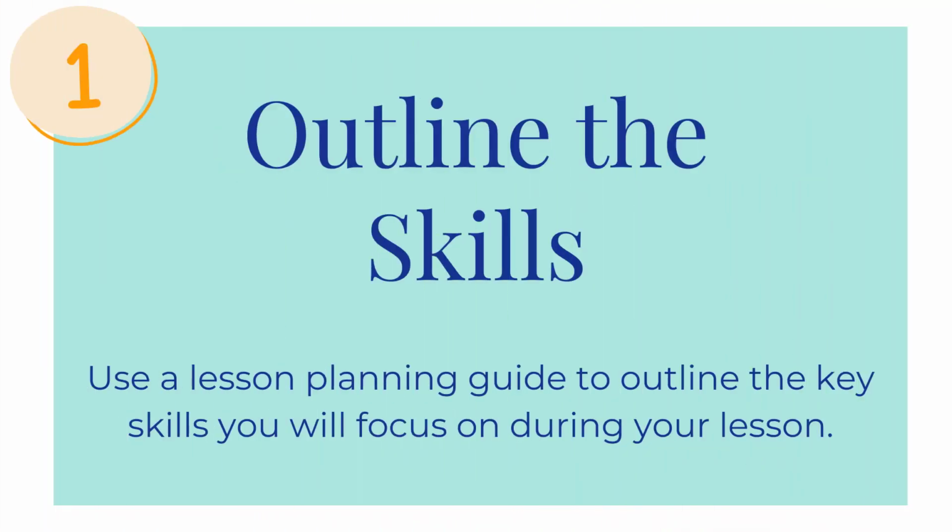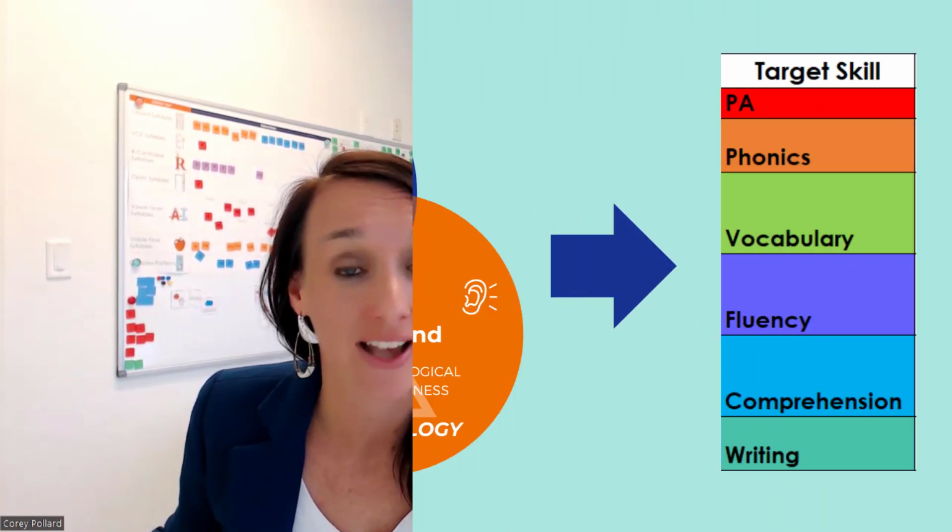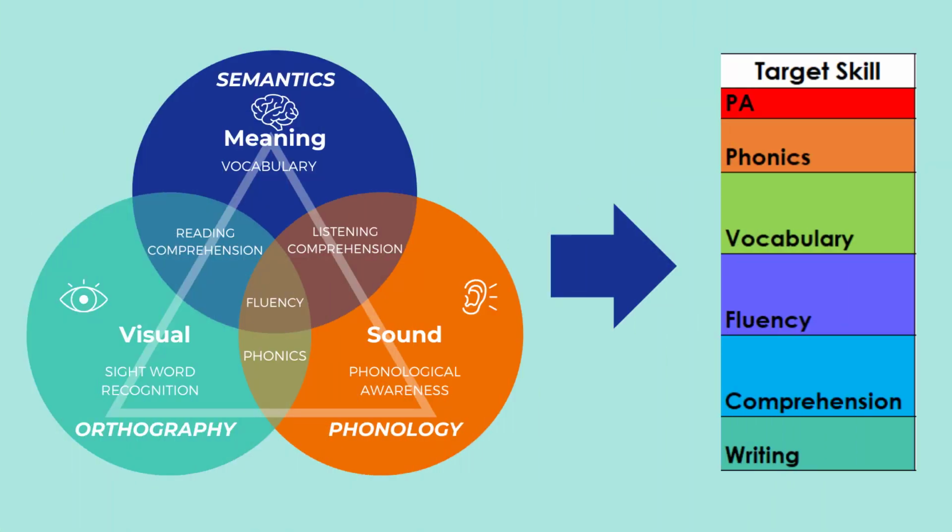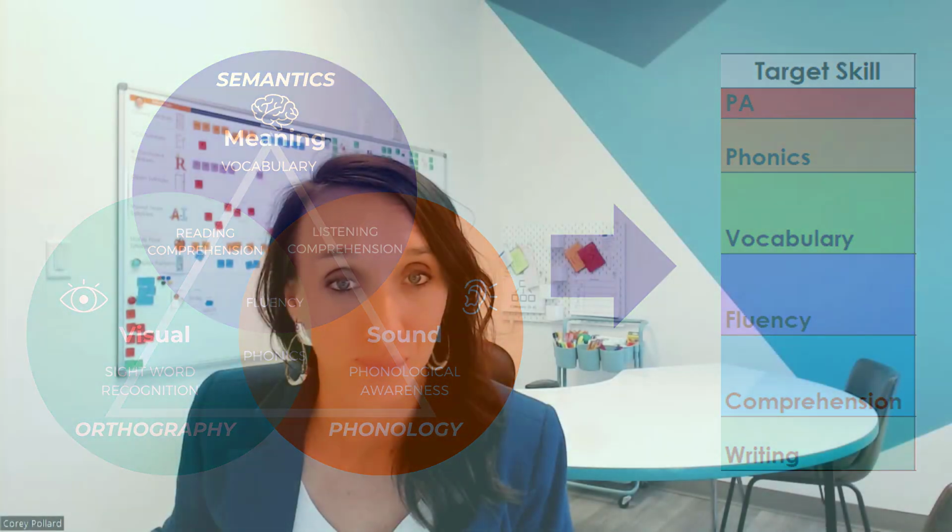Our first step is to outline the skills that you're going to want to include in your lessons. Now, we know that aligning to the science of reading requires that we have instruction hitting on phonological awareness, phonics, vocabulary, fluency, and comprehension. And we always like to align to that reciprocal process in writing as well.